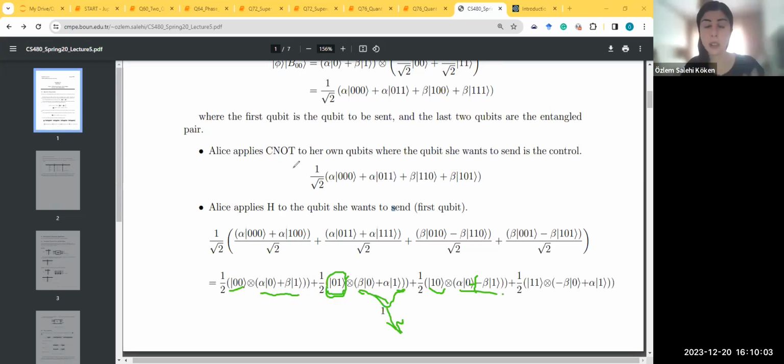But overall, let's think about what we did. Asya wants to send a qubit, quantum information, and Asya and Balvis share an entangled pair of qubits. To send this quantum state, she used some quantum operators, plus she sent 2 bits of classical information. And at the end of this protocol, based on the classical information sent by Asya, Balvis applied some operators and he gets the qubit Asya wanted to send.